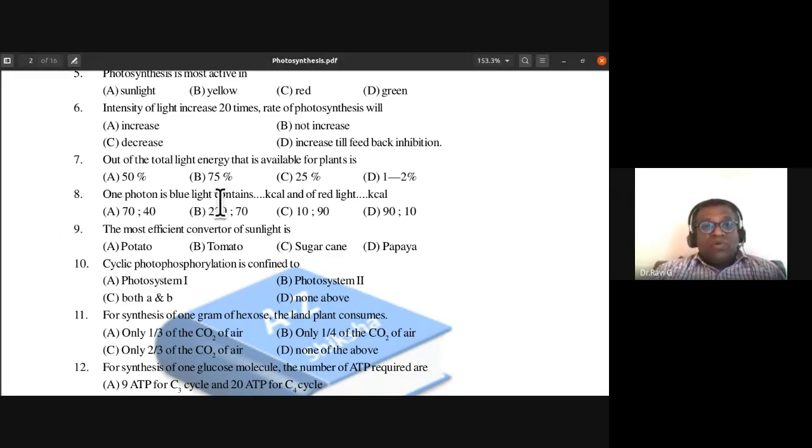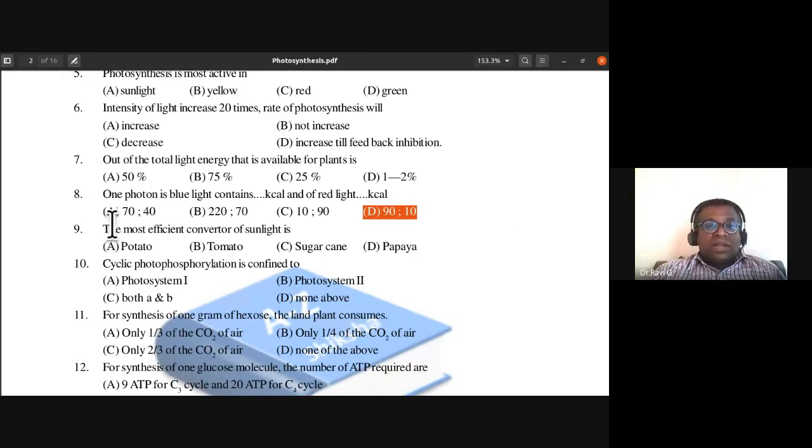One photon of blue light contains about 90 kilocalories, and one photon of red light contains around 10 kilocalories. Okay.